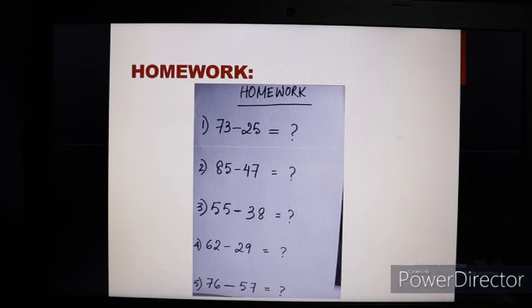The following sums are for you to practice at home. Number 1, 73 minus 25. Number 2, 85 minus 47. Number 3, 55 minus 38. Number 4, 62 minus 29. Number 5, 76 minus 57.